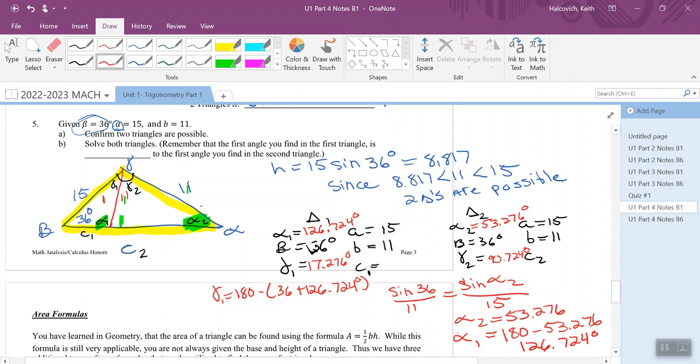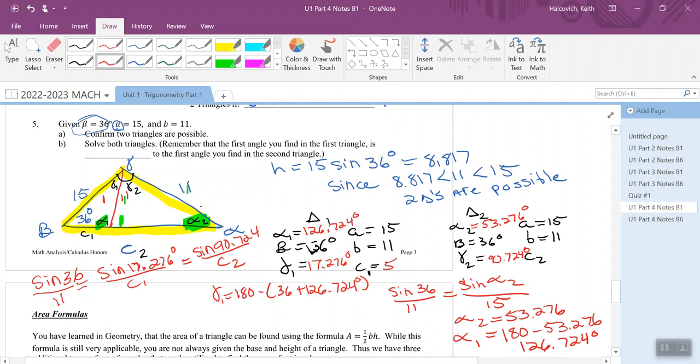So that's basically now all I need is to find side C for both triangles, and I can use the law of sines. Because I'm trying to find side C, I can say sine 36 over 11 is equal to sine 17.276 over C1, which is equal to sine 90.724 over C2. And you can find the values of C1 and C2.